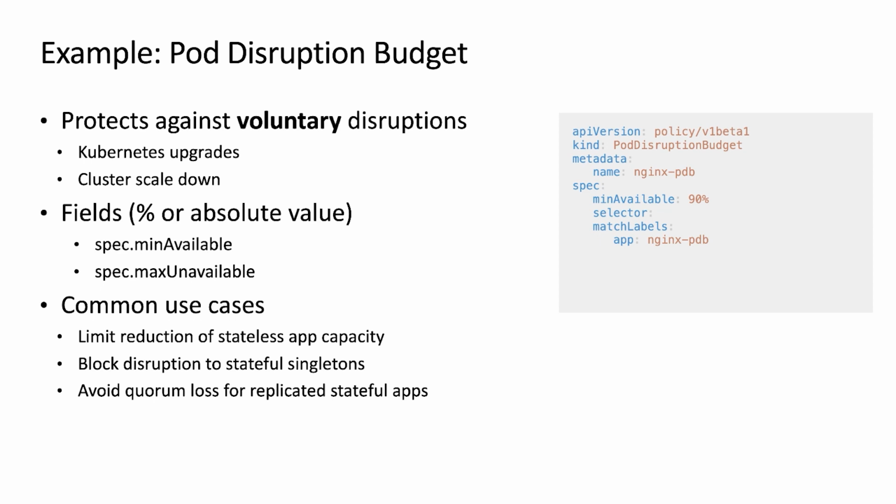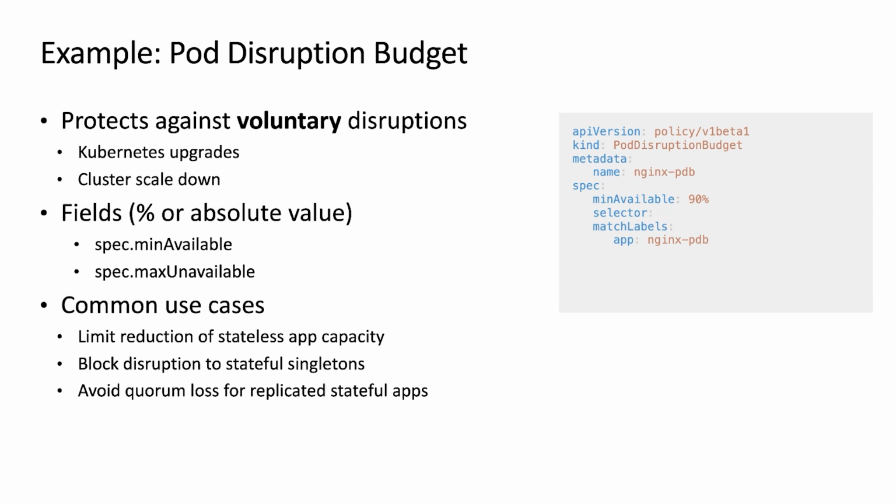Now, what do we mean when we say voluntary disruptions? Well, these are events that might happen as a result either of a direct action by a cluster operator or at least by the natural operation of the cluster based on some configuration that the cluster operator has provided.